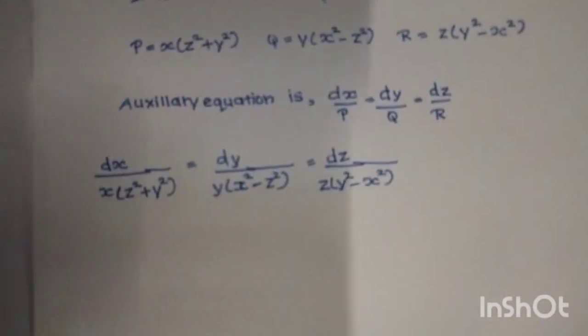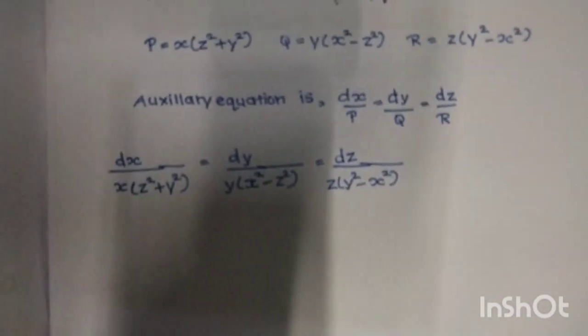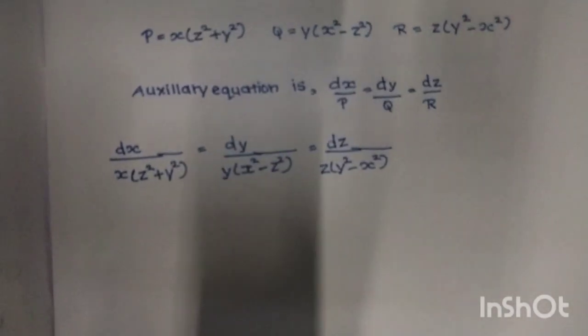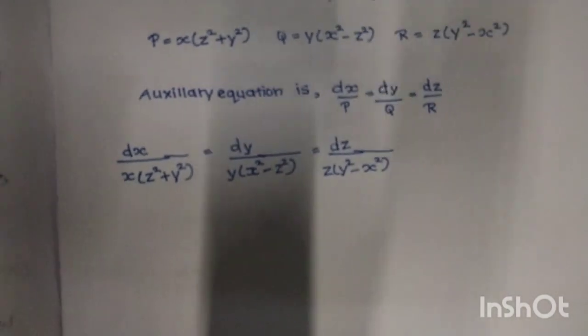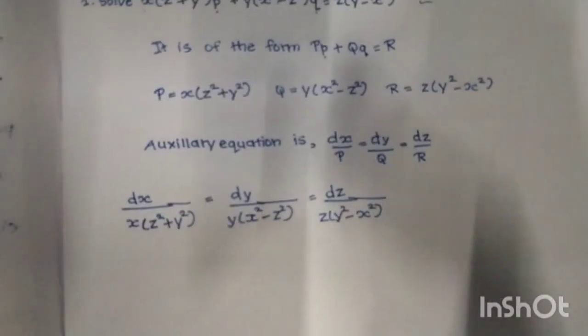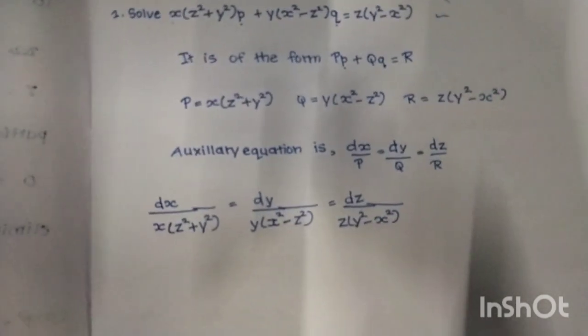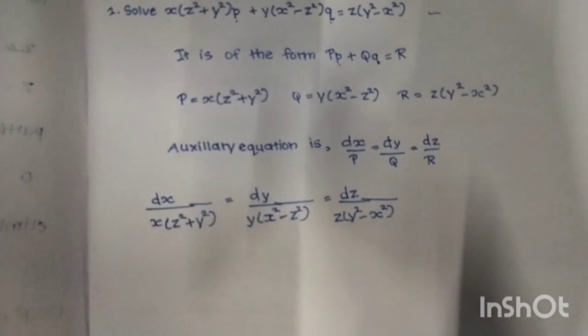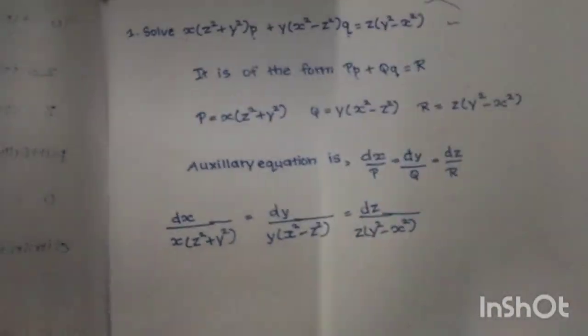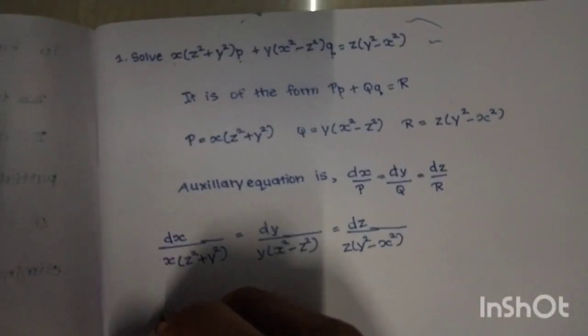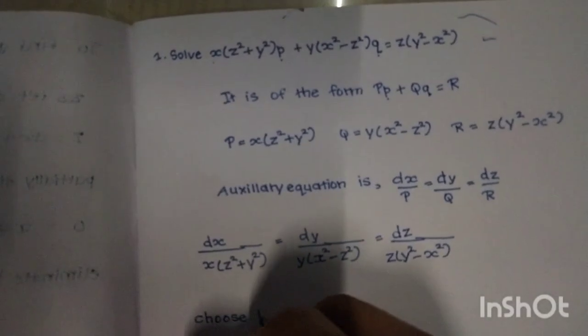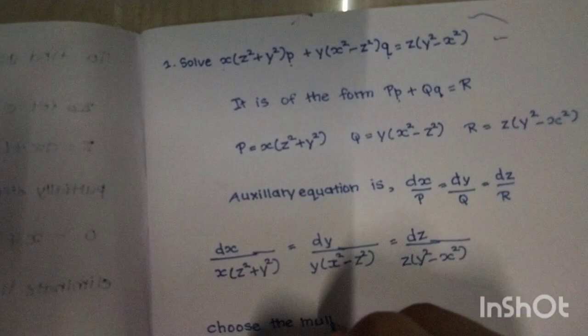If we choose a multiplier, then the sum of all the denominators should be 0. So in such form we have to choose a multiplier. There will be only a few sets of multipliers we can remember. We can try it in the rough side. Here I am going to choose x, y, z as multipliers.